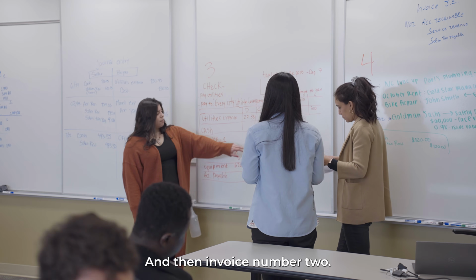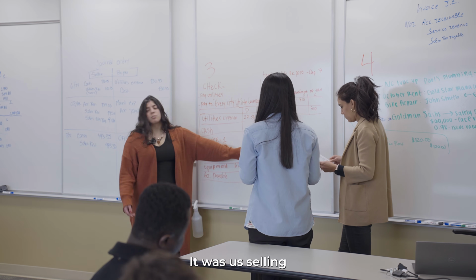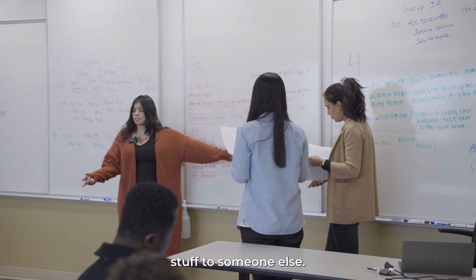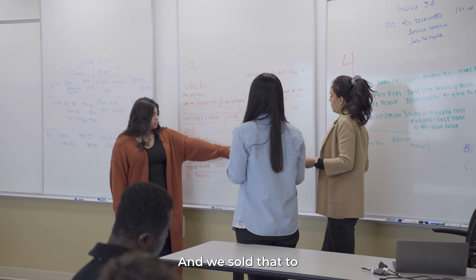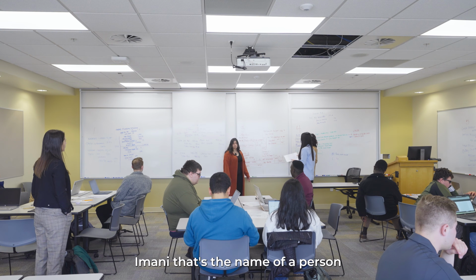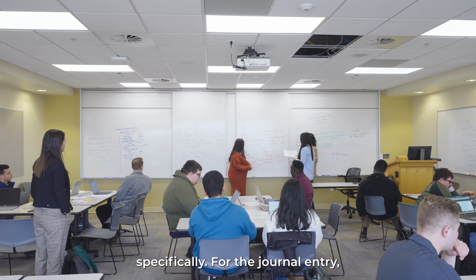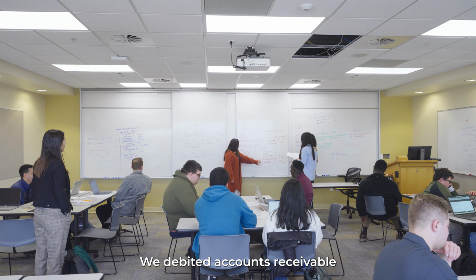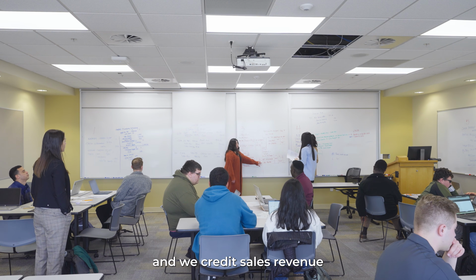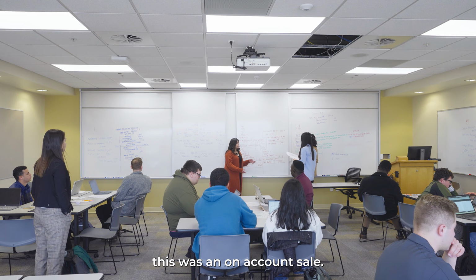And then invoice number 2, it was us selling stuff to someone else, and we sold that to Imani. That's the name of a person specifically. And for the journal entry, we debited accounts receivable and we credited sales revenue. All of this was an on-account sale.